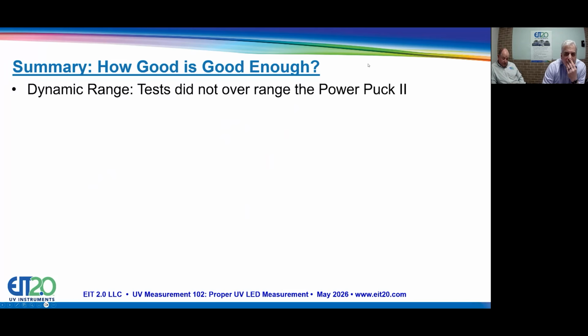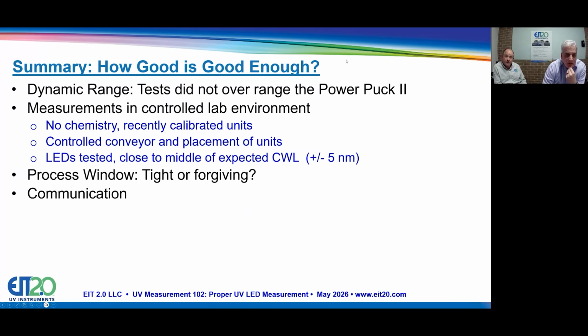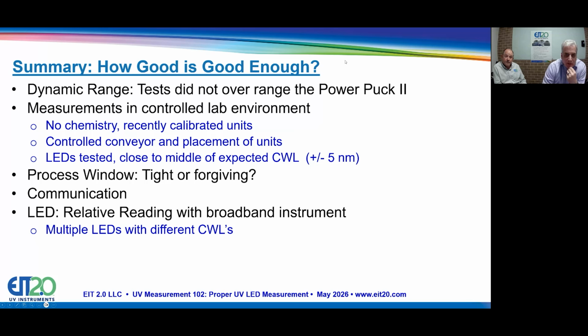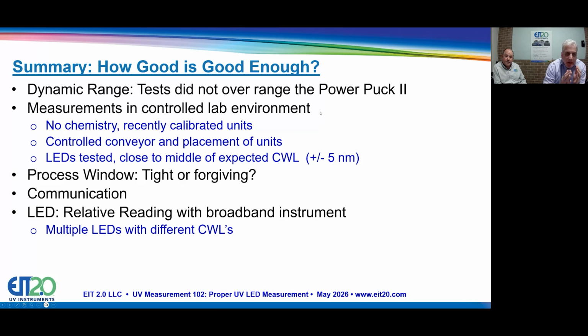So if we take a step back and look at these guys, going back to Jim's thesis, how good is good enough. This is kind of, I'll call it, the clinical response. We did everything right. Dynamic range was appreciated. We did not overrange the puck. The measurements were done in a controlled laboratory. No chemistry, no conveyor issues. Excellent technique. Process window doesn't really apply to us. Communication, we're going to talk about that in the next slide.